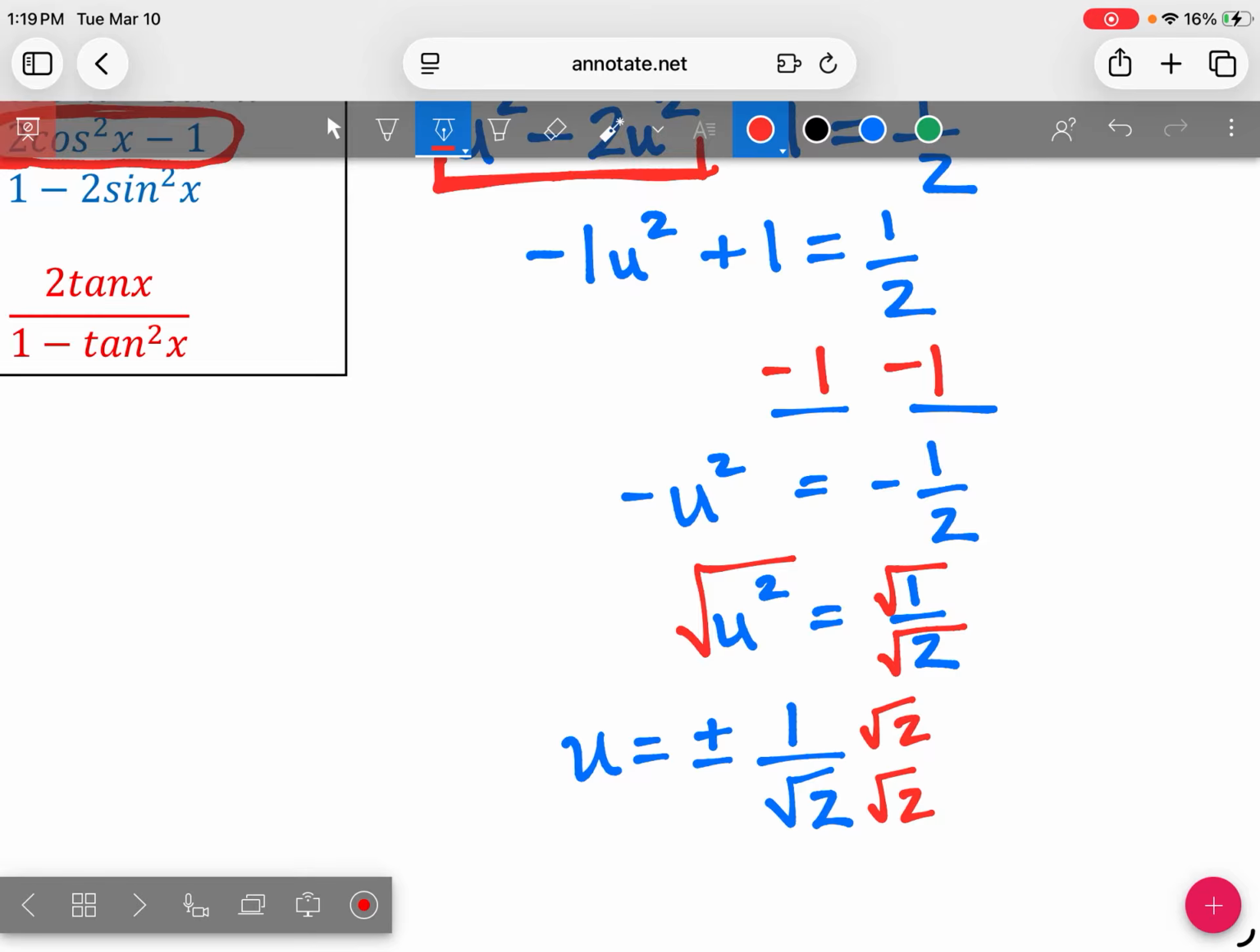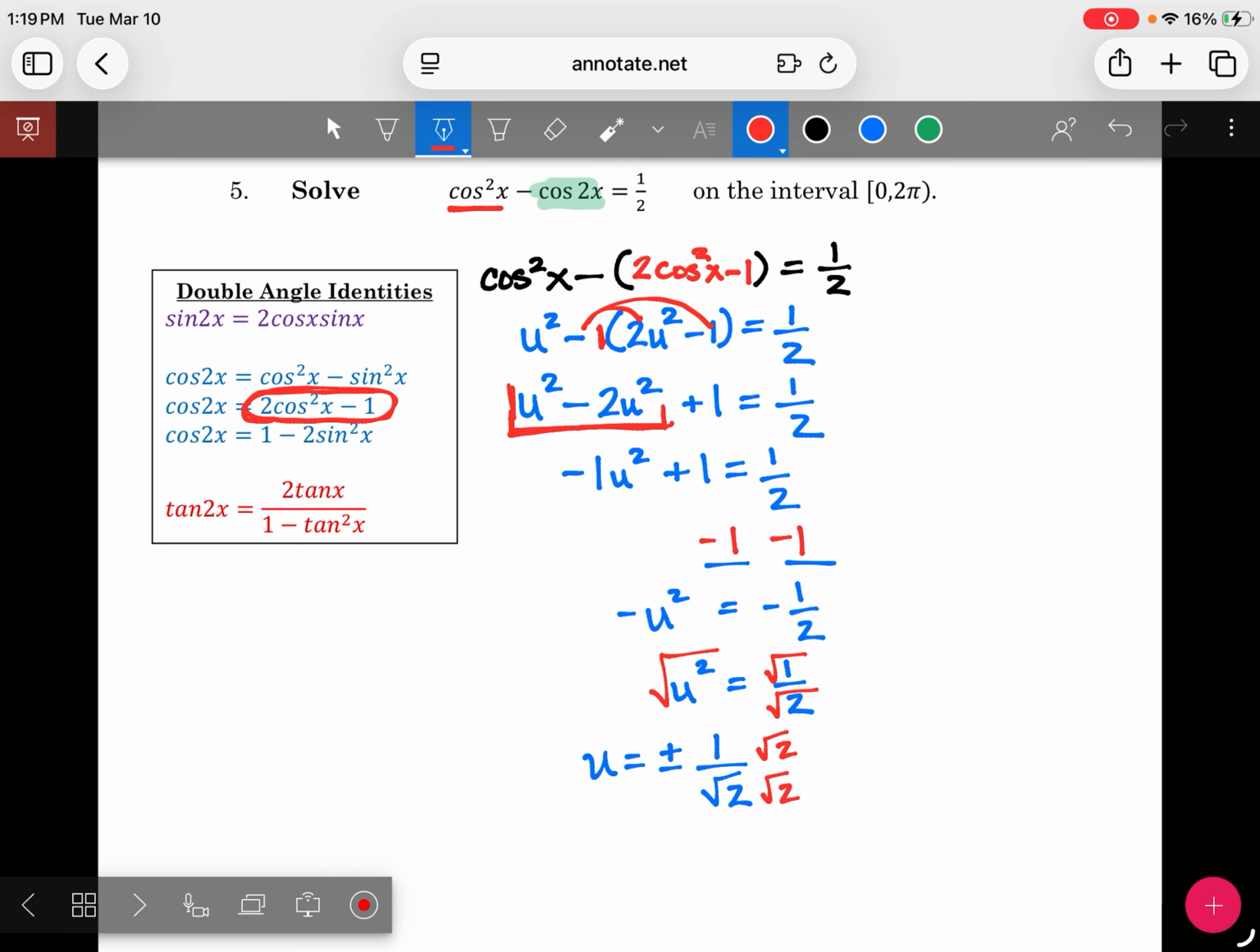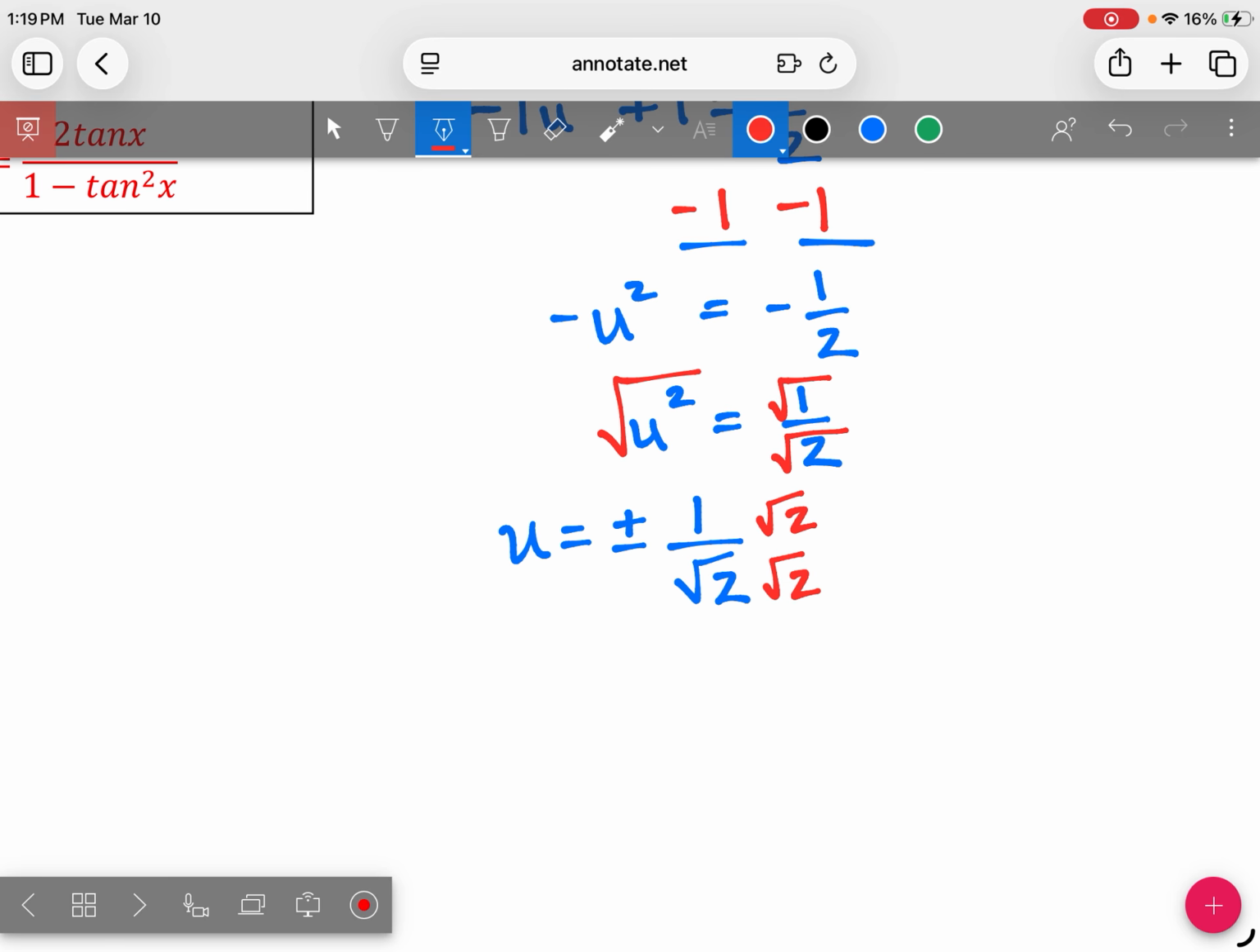So I get that u, and what is u? U is cosine. So cosine equals plus and minus root 2 over 2. So go to your unit circle and tell me, where is cosine positive root 2 over 2 or negative root 2 over 2? There should be 4 answers. So what'd you say, Toby?